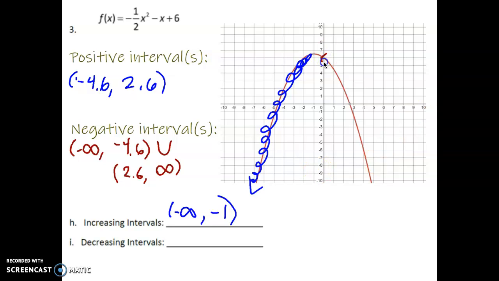And then decreasing means going down. That's going to be on this side, arrow on that end. So my decreasing interval is going to be -1. And again, should I put positive or negative infinity here? I'm going to put positive infinity because just like before, I want my intervals based on x values. And although that arrow is going down, it is also going to the right.